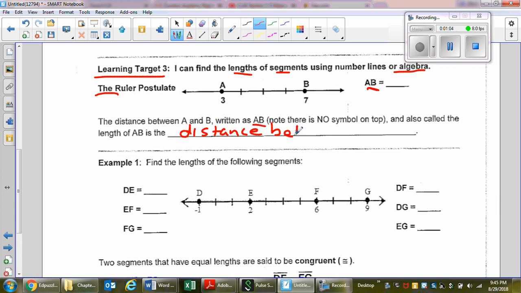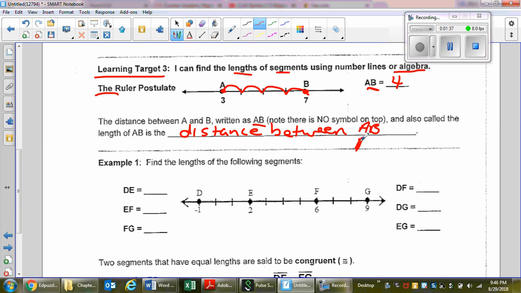What is the distance between A and B? Since it's a number line and this is given to be 3, this is given to be 7, you can easily count 1, 2, 3, 4. So the distance between the two is going to be 4. But what if I can't count, like let's say this is 300 something and this is 1,700? It's kind of hard to count.